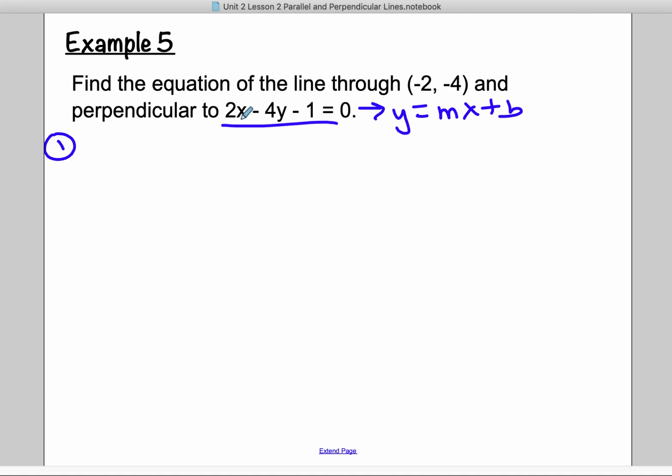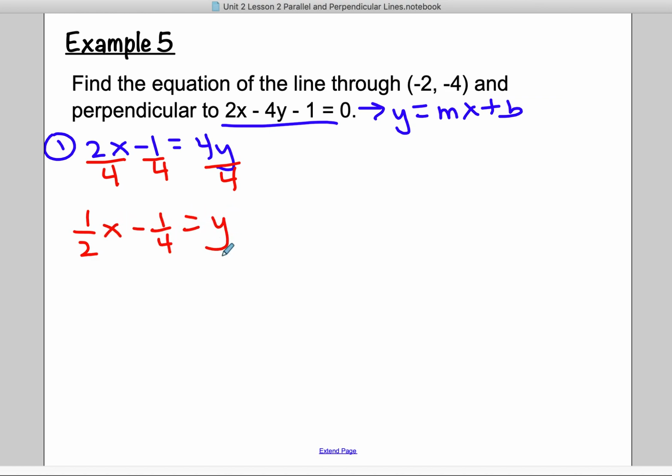So the way I do that is I'm going to add the 4y to the other side. So I have 2x minus 1 equals 4y. And then to get y by itself, we divide everybody by 4. So 2/4 is 1/2 x minus 1/4 equals y. And I know it's written a little funny, so if you need to, you can reorder it. We'd have 1/2 x minus 1/4. And my slope of this line, the number in front of my x, is 1/2.